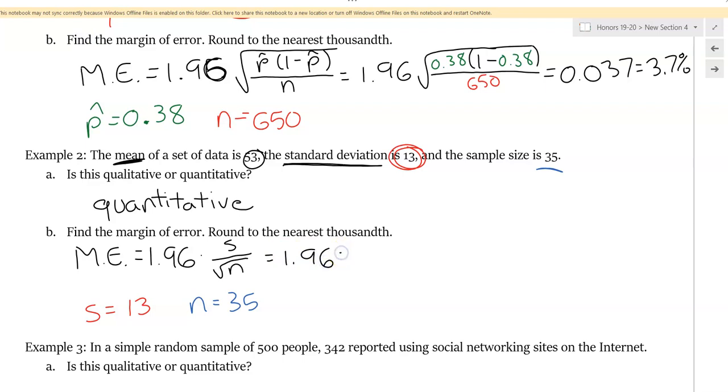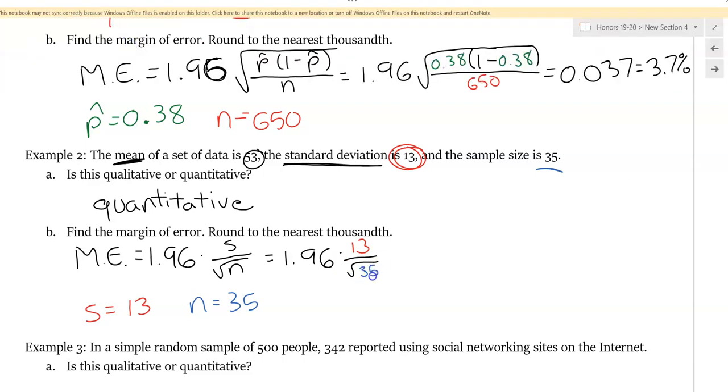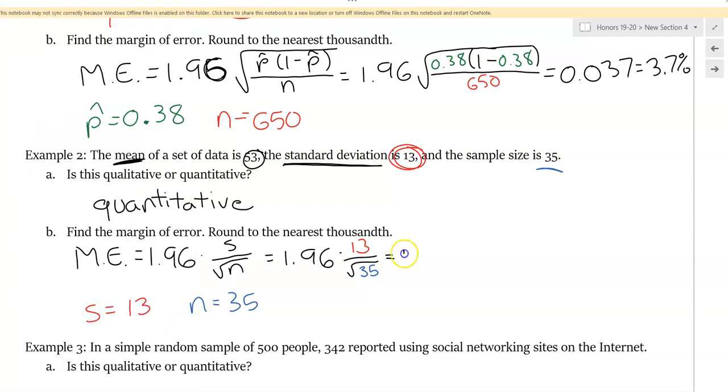So this equals 1.96 times, well, our standard deviation is 13, over the square root of our n, which is 35. And same thing, I'm going to type this in my calculator. So I have 1.96 times, again, since I have this fraction, I'm going to do control and then divide to get that fraction, and it's 13 over square root of 35. And we get 4.307.